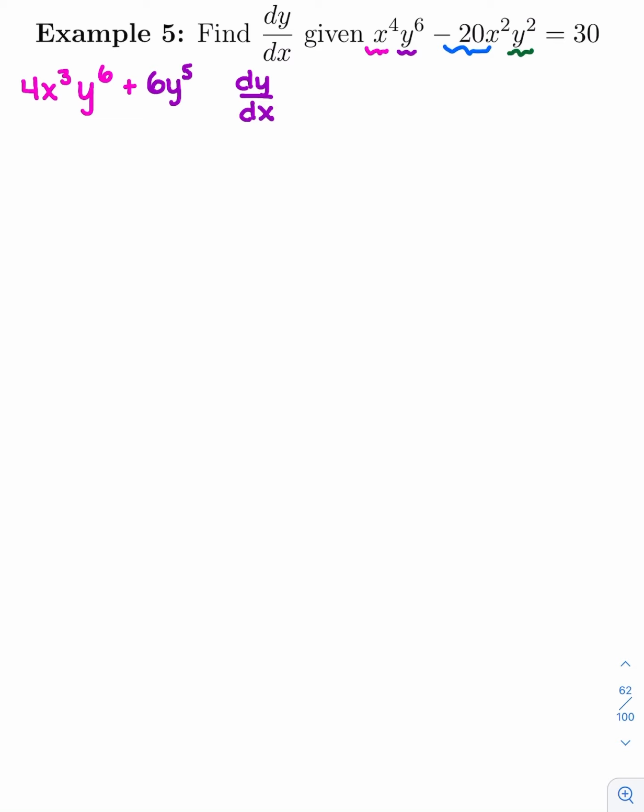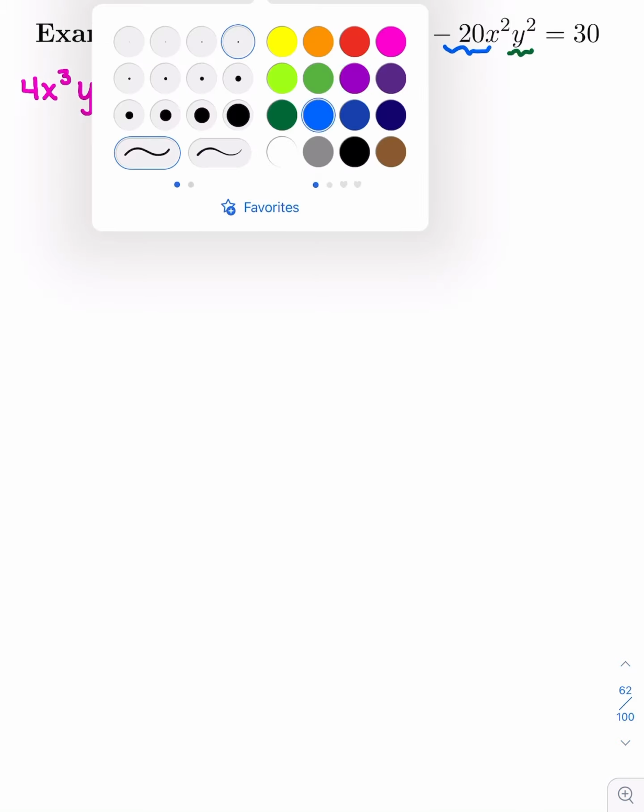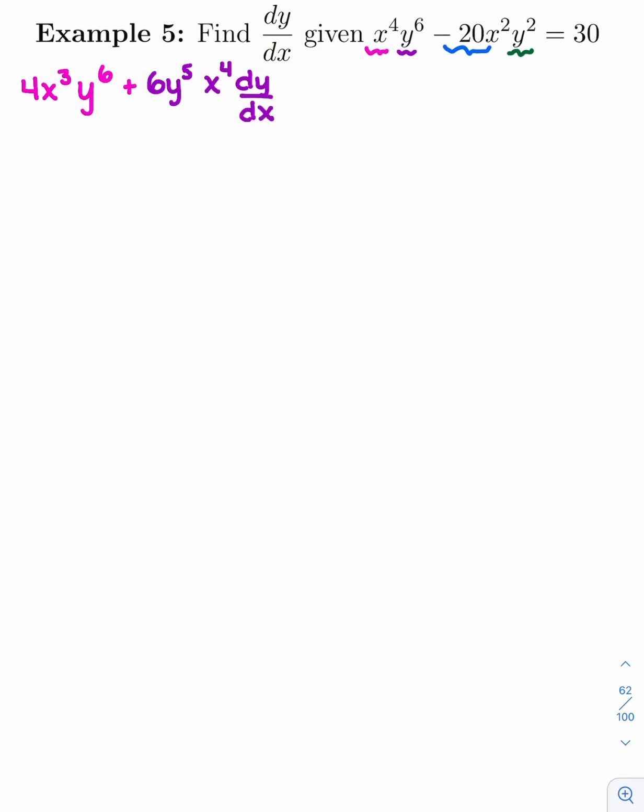So there's the derivative of the second term. Y to the sixth is 6y to the fifth, needs a dy dx. Derivative of the second is multiplied by the original first, though. So I'm going to put that x to the fourth in front there. It's just going to make it easier when we solve for dy dx to have them all at the end. All right, there's my first product rule. Not too bad. Now on to my second product rule.